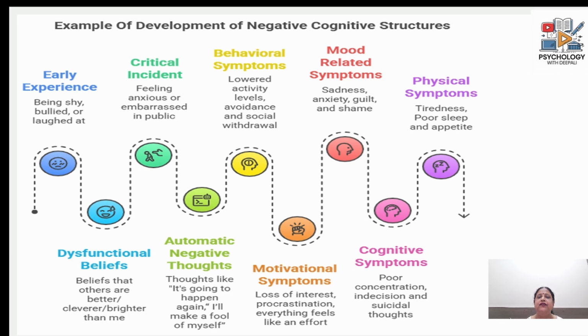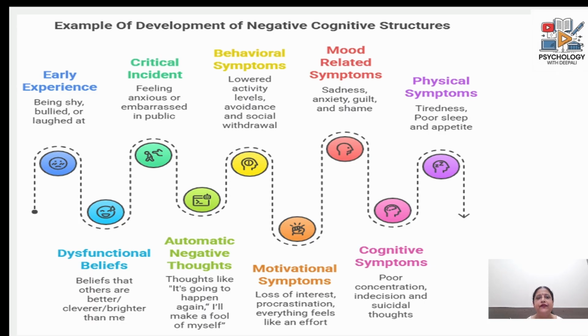Now, this again will trigger automatic negative thoughts. That is, thoughts like it's going to happen again. I'll again make a fool of myself. Other people are going to again laugh at me. I will therefore then feel that I am of no good. This will now have an impact on various systems of his personality.